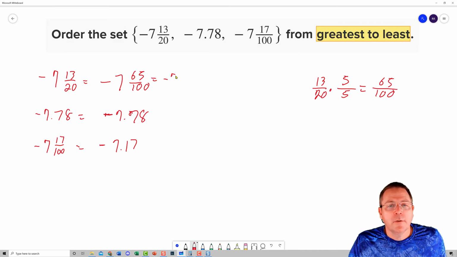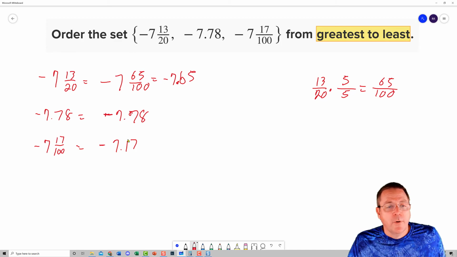That one would be negative 7 and 6/500ths written as a decimal right there. So going from greatest to least, it's going to be the 7 and 7/8. I'm sorry, nope, because we've got the negative signs, I'm wrong. The farthest to the right on the number line will be this one, then that one, then this one.